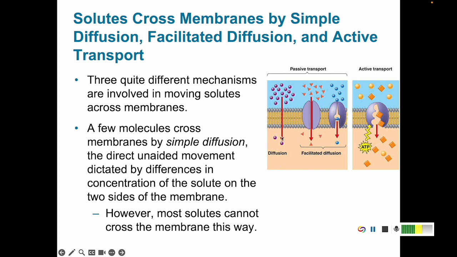However, to be able to go right through this membrane, you're going to have to be uncharged. You wouldn't be able to get through that hydrophobic core. You're going to need to be small to be able to fit through here. So there's very few things that can actually go through diffusion. You might be able to get oxygen and carbon dioxide through that way. But most things cannot just come through the membrane.